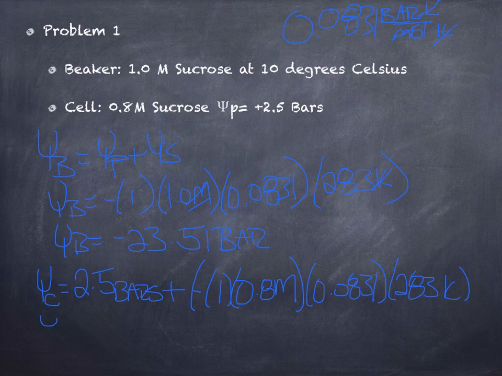So our water potential for our cell is equal to negative 16.31 bars. So what direction is our water going to go? Well, it's going to go from the high water potential value, which the higher value here is the cell, to our beaker.